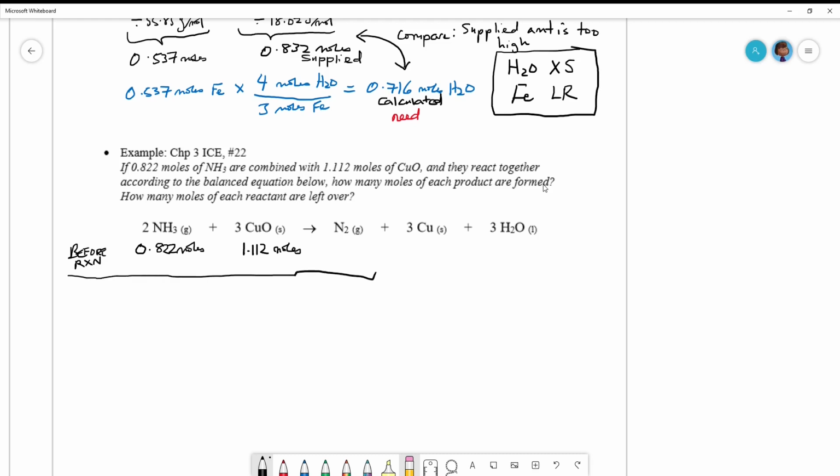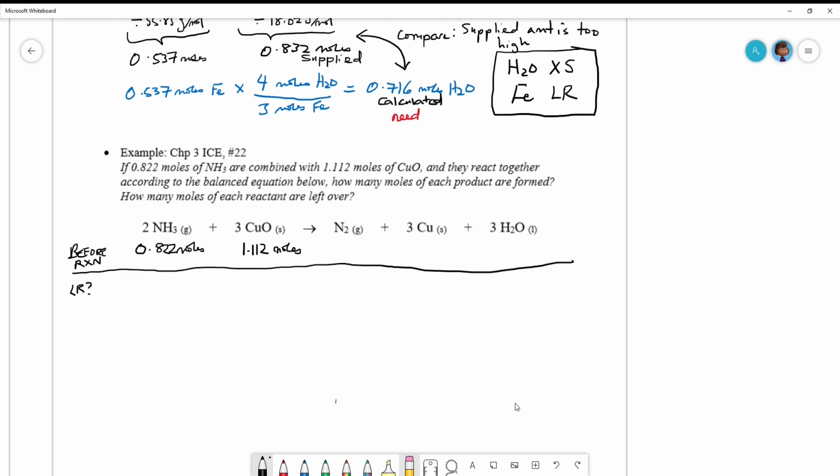And I should note that, oh, that's a terrible line. Let's try that again. And let's redraw that line, hopefully a little bit better this time. There we go. Now, I should note that before reaction, there are no products. You don't have any products if nothing has reacted yet. Now, before we can figure out how many moles of each product are formed and how many moles of each reactant are left over, well, our next step is to identify the limiting reactant in that reaction mixture.